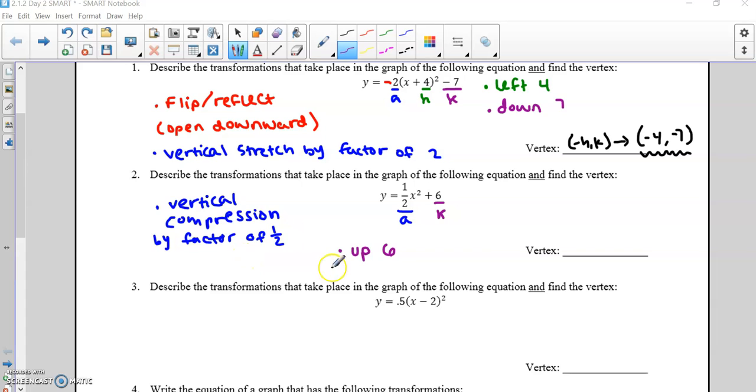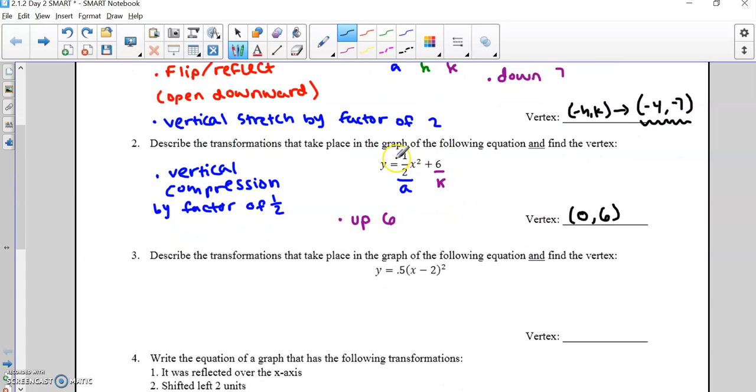Alright, and then now we can go ahead and find the vertex. Here's the deal about the vertex, right? It's still opposite of h comma k. We didn't have an h, and because there is no h, our opposite of h is just going to be 0. Okay, and then our k is 6, so we'll put a 6. Okay, anytime you're missing an h or a k, you just use 0 for it.